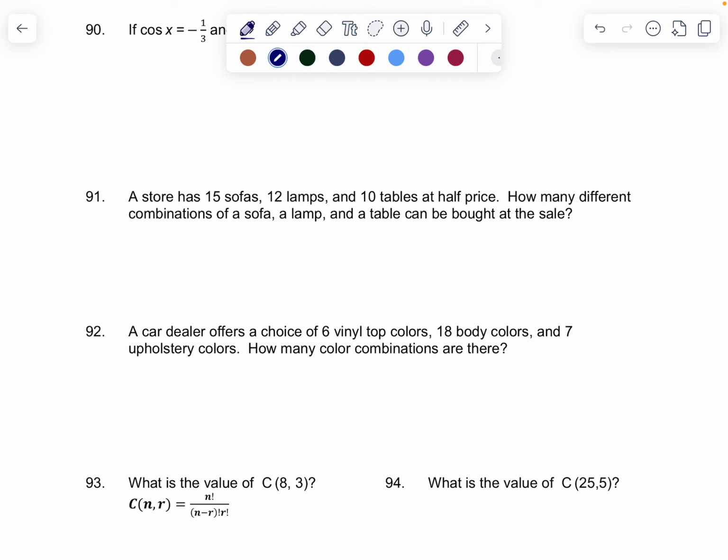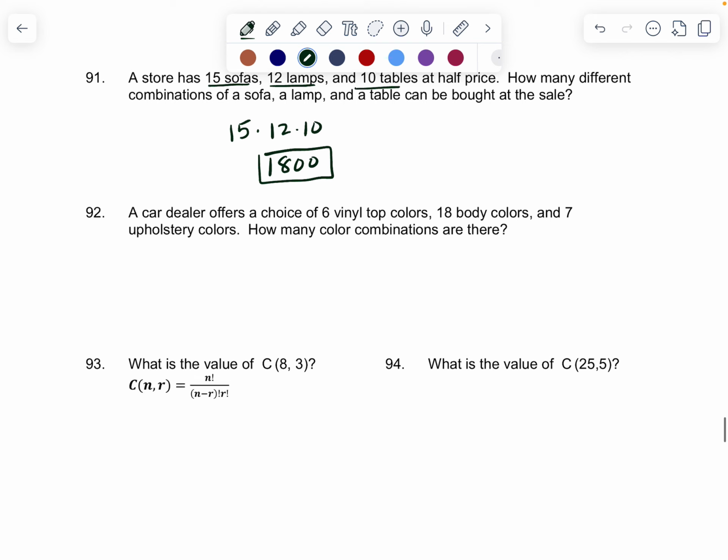So for number 91, a store has 15 sofas, 12 lamps, 10 tables. Let's underline that so we see what we're looking at here. At half price, how many different combinations of a sofa, a lamp, and a table can be bought at the sale? You have 15 sofas. It's just how many different ways can you put these together? And then there's 12, and then there's 10. So it's just 15 times 12 times 10, which if you plug that into your calculator or my phone, that should be 1,800. So easy little problem, right?